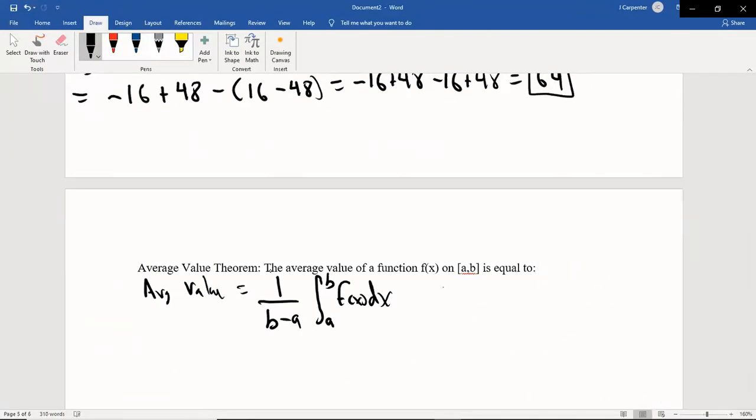Some people just write this a little differently. Some people choose to write it this way: integral from a to b of f of x dx over b minus a. This is one and the same because this b minus a is a constant. We've said you can pull constants out of integrals. They don't really affect them.